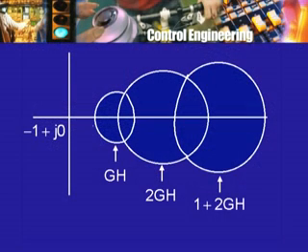But now you can see that the relationship between this plot and this point is the same as the relationship of this 2GH contour with the point minus 1 plus j0, because this is 1 plus 2GH. Therefore, the relationship between this plot and the origin is the same as the relationship between this plot and the point minus 1 plus j0. That is, instead of the origin we move 1 unit to the left. So the number of encirclements by 1 plus 2GH of the origin will be exactly the number of encirclements by 2GH of the point minus 1 plus j0.